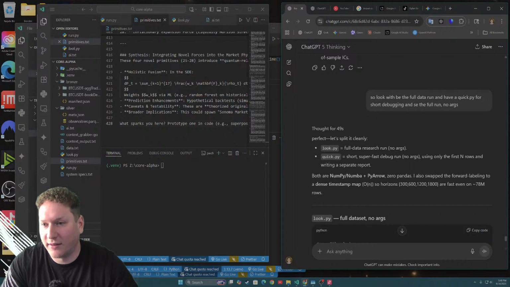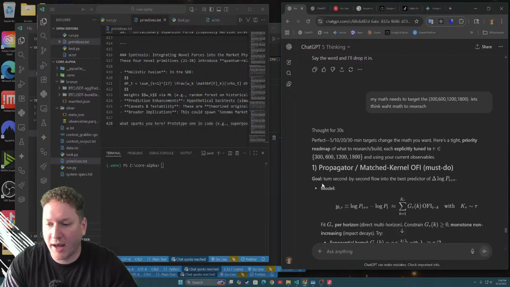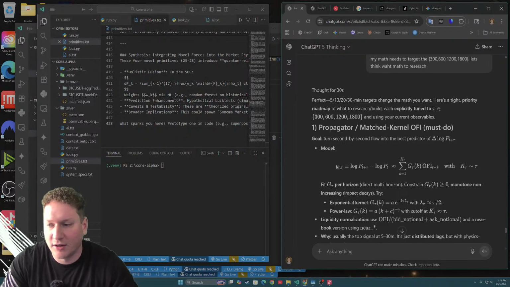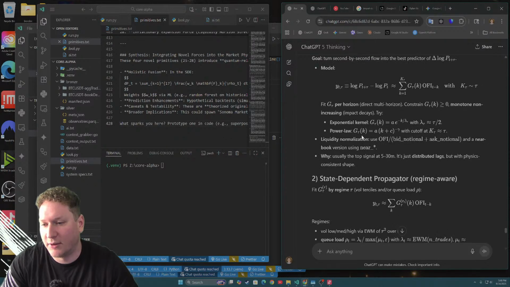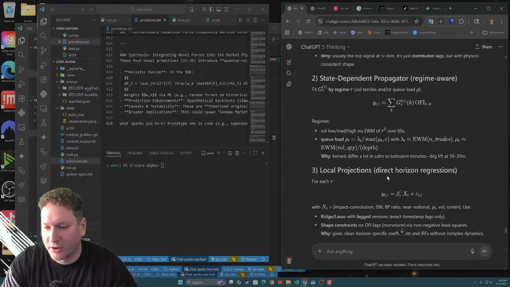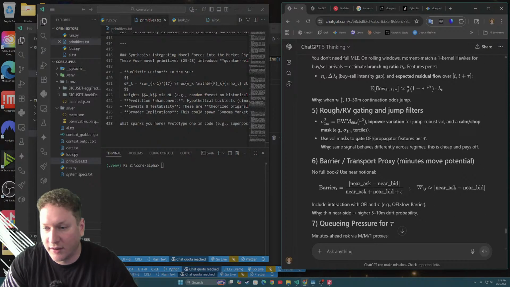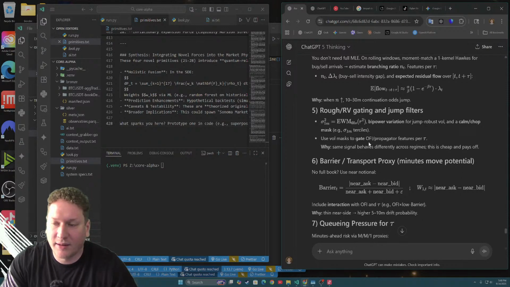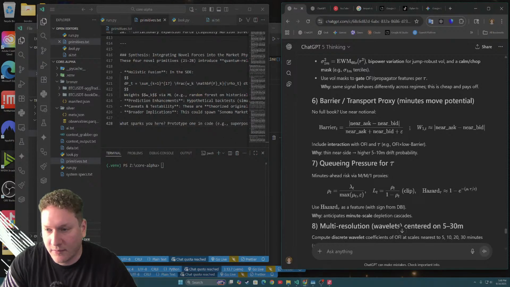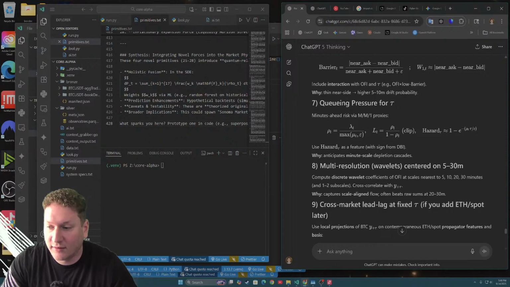Yeah, so we're gonna run this here. So we have the propagator, match kernel, order flow imbalance. Goal: turn second by second flow into the best predictor. So here's the equation, liquidity normalization. We got state dependent propagator, regime aware. We got local projection. We have a Hawkes-like cascade risk, minutes horizon, rough RV gating. So we have basically the full algo set up here with the gating and all this stuff. We have some wavelets.